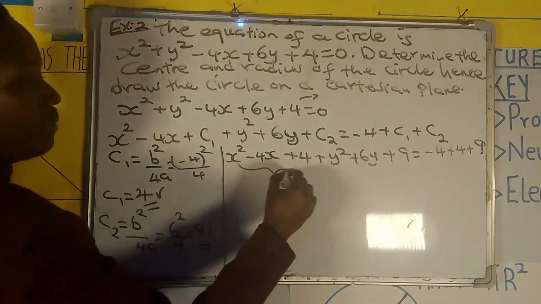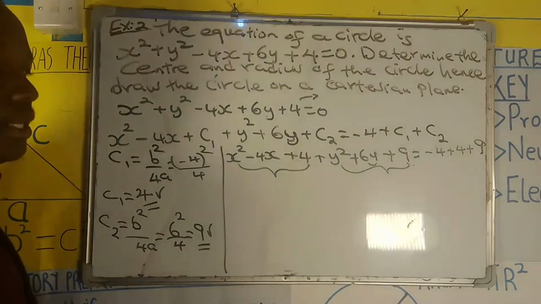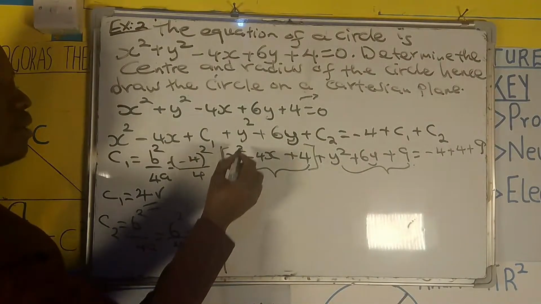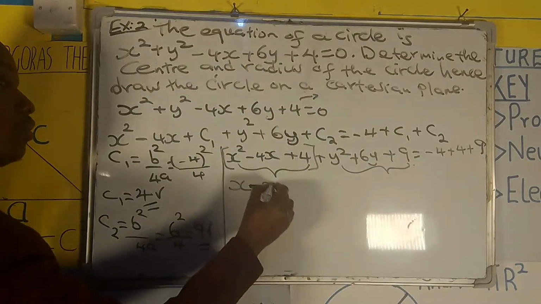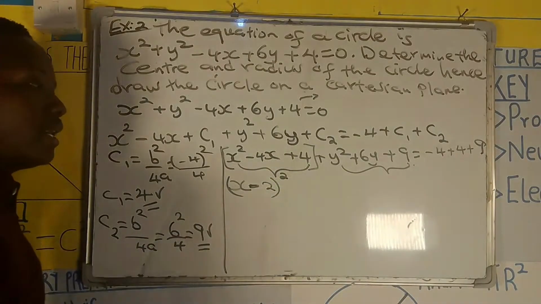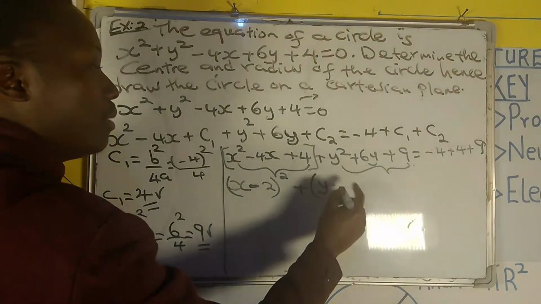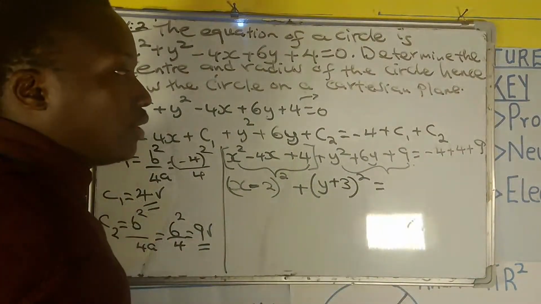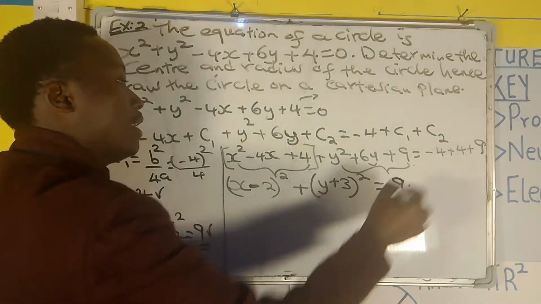Hapa tunakamata mbili mbili. Tukishika mbili mbili ku simplify, hii tulisema ni square root ya hii ni x. Hii minus, usichukue hii, uchukue hii. Minus square root ya 4 ni 2. So itakuwa x minus 2 squared plus ya hii itakuwa y. Hii ni plus square root ya 9 ni 3 squared is equivalent to minus 4 plus 4 ni 0. 0 plus 9 ni 9.